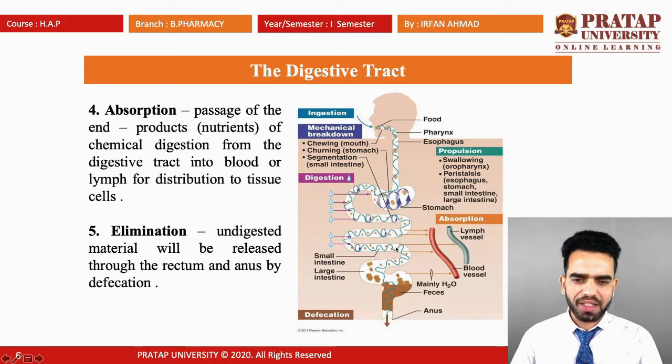This occurs mainly in the small intestines. This is absorbed. Here are blood vessels. Here is lymph vessel. So the food will go from here into this. There are large intestines. You can see this. This is the undigested food, which is called feces. Okay, so this is the undigested food that will go out of the body through the process called defecation. So these are the various functions of the digestive system, which we can clearly see from the diagram.